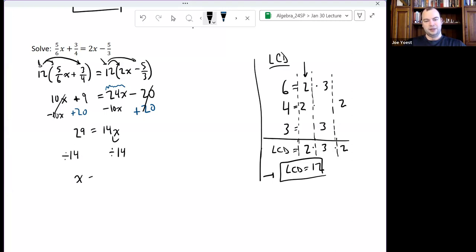And I'm going to put the x on the left side, just because we're a little more used to seeing it that way. It wouldn't be wrong to say something equals x, but we're used to seeing x equals something. And then 29 over 14. 29 is a prime number.